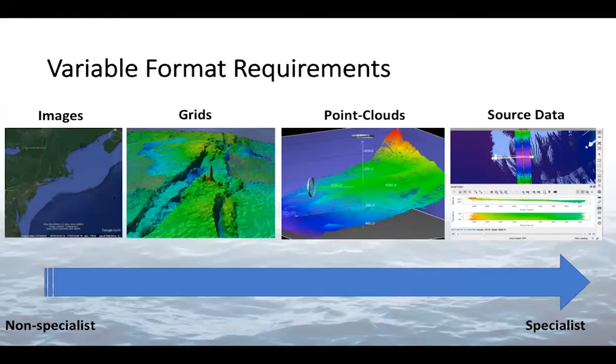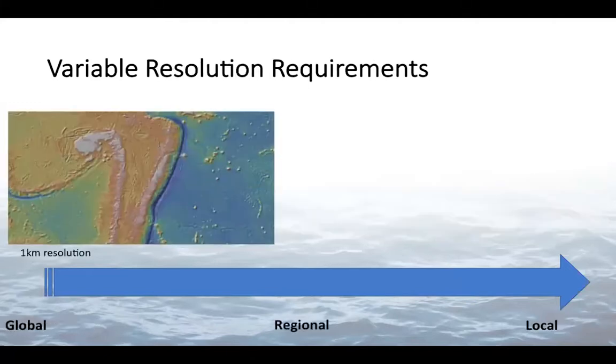Likewise, there are variable format requirements along the non-specialist to specialist continuum, from images to grids and point clouds, and then all the way back to the source data. So trying to make sure that these different formats are available, I think, is a very important task. And then, of course, there are variable resolution requirements that are driven presumably by the science questions that you're trying to answer. So what you're seeing there is a roughly 1 kilometer bathymetric map derived from satellite altimetry data, and it's predicted bathymetry.